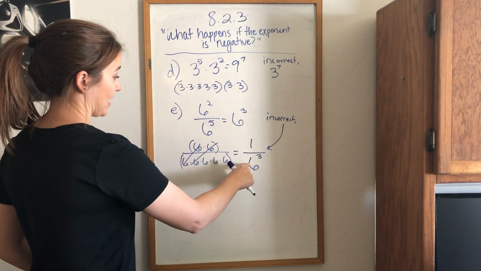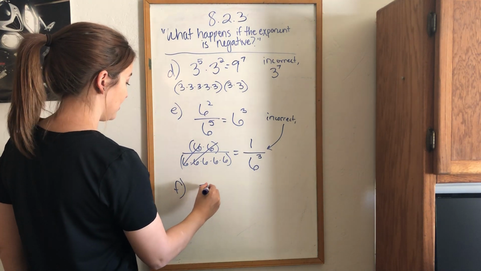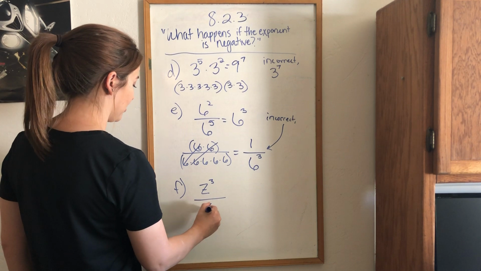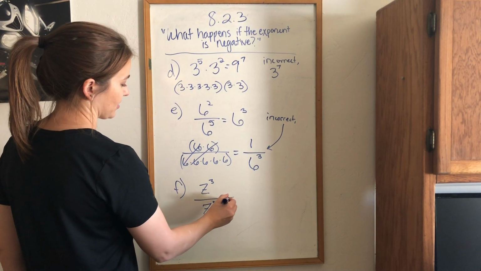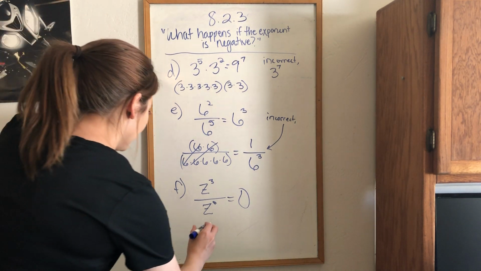And that means that that's correct. F is z to the third and z to the third. And I'm putting the line in the z so it doesn't look like a 2 equals 0. So let's simplify this out.